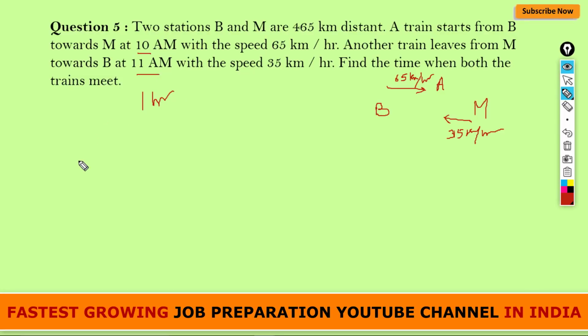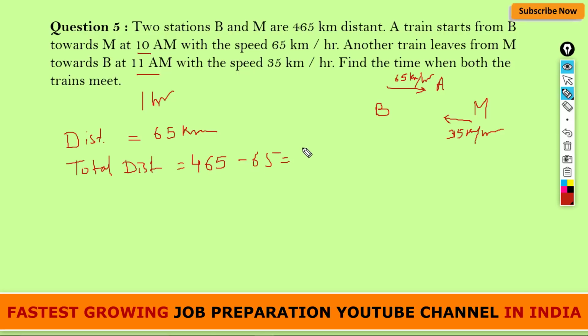So the distance covered by the train leaving from B equals 65 km per hour into 1 hour, equal to 65 km. So in 1 hour it will cover 65 km. So how much was the total distance? It was 465 km. So the total distance left is 465 minus 65, which comes to 400 kilometers. Now, after 1 hour, the train leaves M towards B. So now the train moves from M also, and both are moving toward each other.